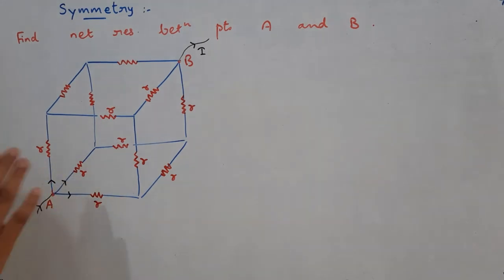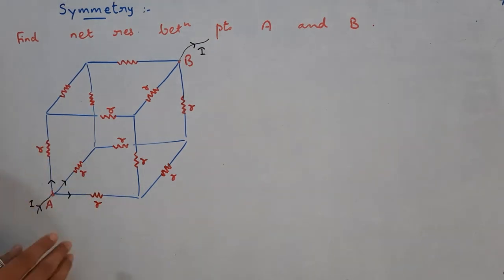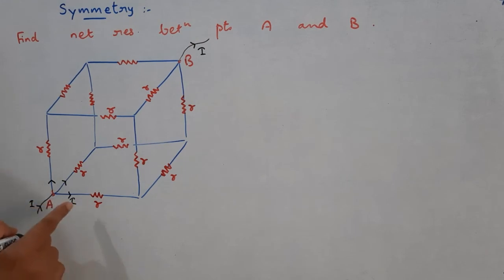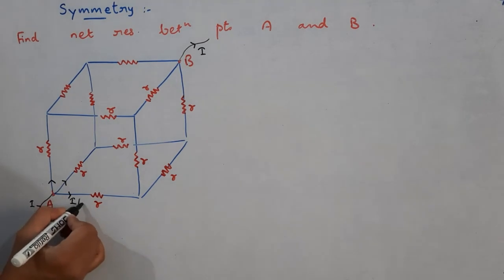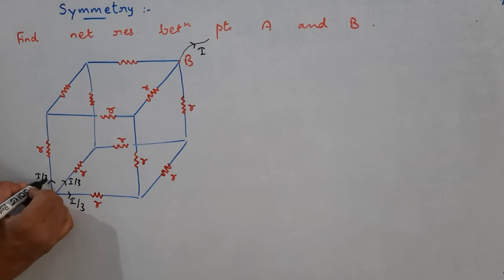So we can employ the concept of symmetry. Because these situations are identical along each path, symmetry says the current should distribute equally. The current I has to distribute equally in 3 parts, means in each part the current will be how much? I by 3. Is this point clear, students?